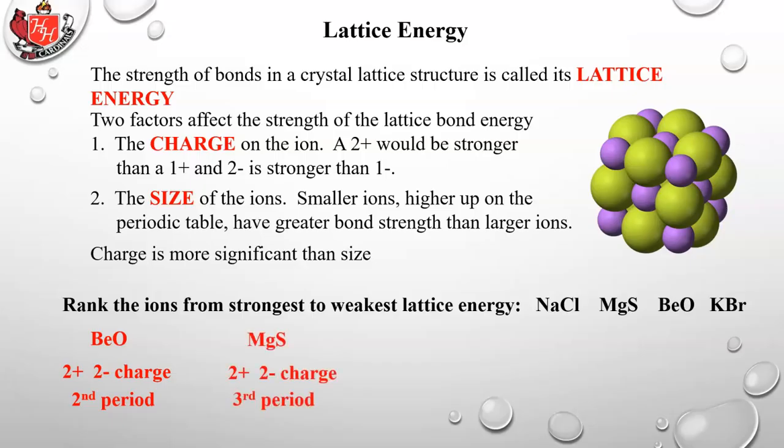Next would be magnesium sulfide. They also have a 2 plus and 2 minus charge. However, they're both down in the third row, and therefore they're a little bit bigger than beryllium oxide, so their lattice energy is not quite as strong. Next, we have sodium chloride, that's table salt. Now, those have weaker charges, a 1 plus and a 1 minus charge, and they're also in the third row, but because of the charge, they're weaker than both BeO or MgS. And finally is potassium bromide. They both have a 1 plus and 1 minus charge, but they're down in the fourth row, so they're not as strong as sodium chloride.